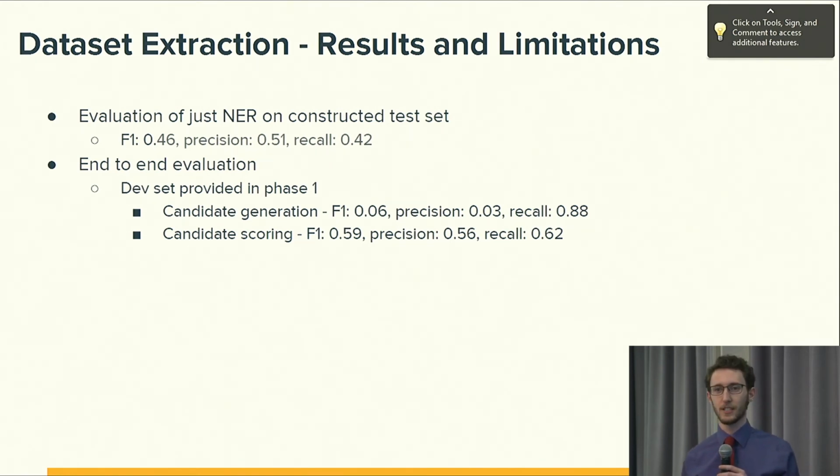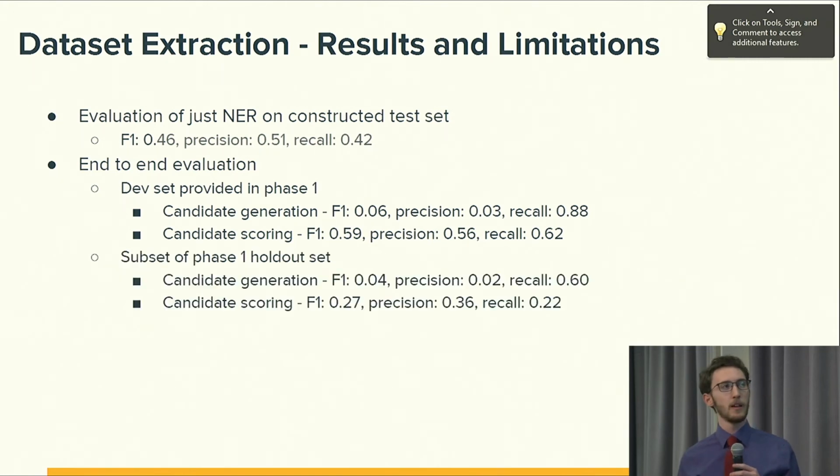However, we also discovered after the phase 1 evaluation that the development set that we were provided was not extremely representative of the actual test set. In particular, it had significantly more datasets from the training set than the actual test set did. And so we also ran evaluation on a subset of the phase 1 holdout set, and we can see the same pattern holds, but the numbers are significantly lower.